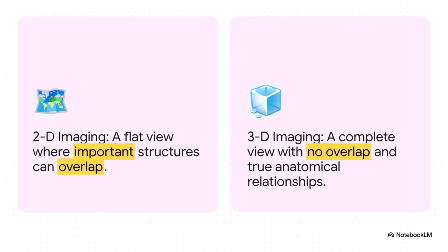Okay, so a regular 2D X-ray, it's kind of like a flat map of a city. It's useful, sure, but imagine all the skyscrapers, the streets, the subway tunnels, all squashed onto one single piece of paper. Things get hidden, right? Important stuff like nerves, tooth roots, and bone can end up overlapping, and your dentist can't see exactly where everything is. With 3D imaging, poof, that problem just disappeared.